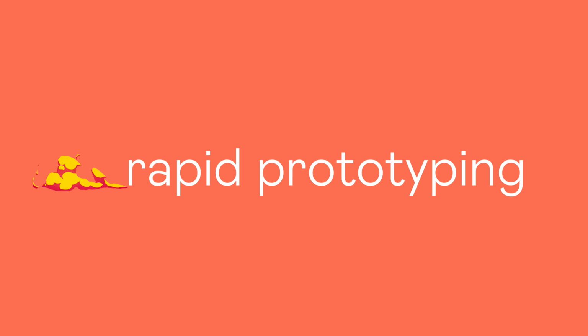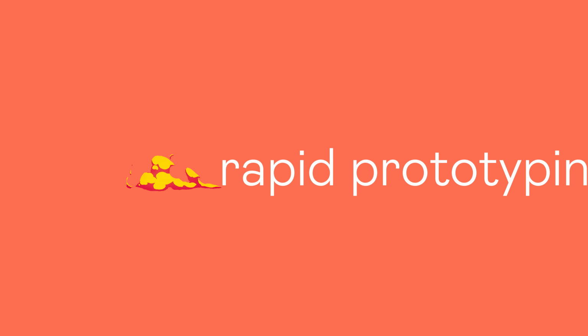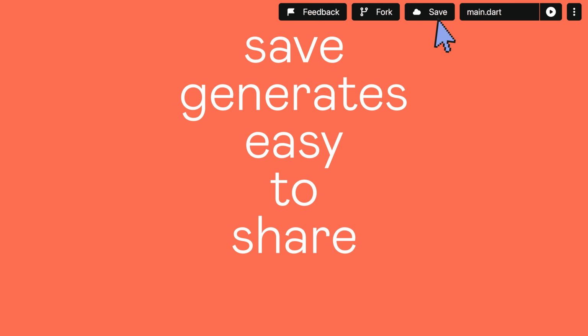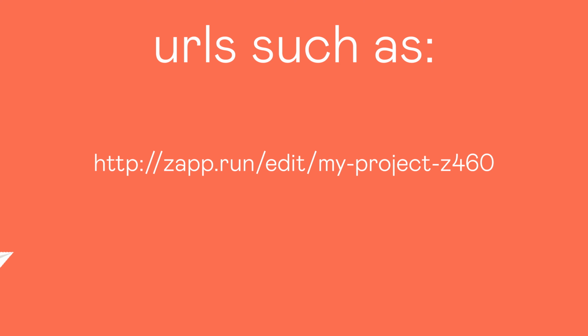2. When you want to do some rapid prototyping, because you see, when you save the project, Zapp will generate for you a URL that you can then easily share with a colleague for seamless collaboration.